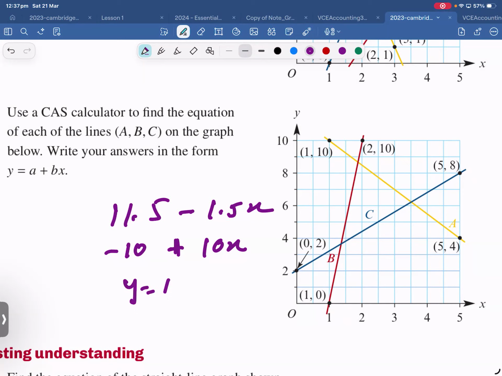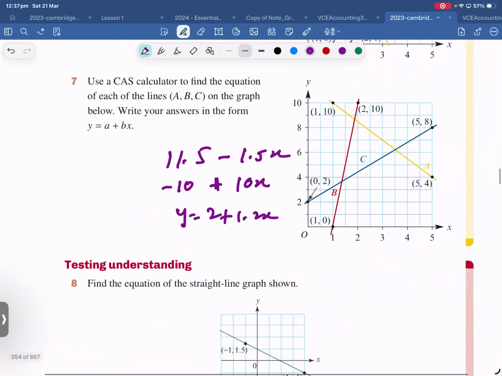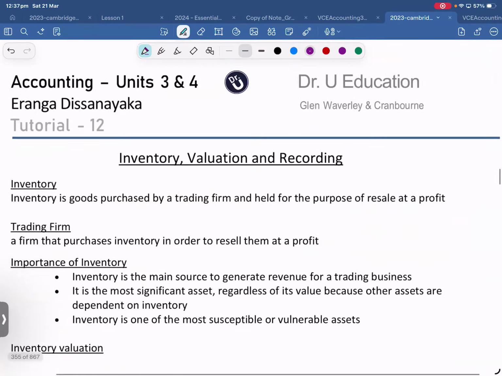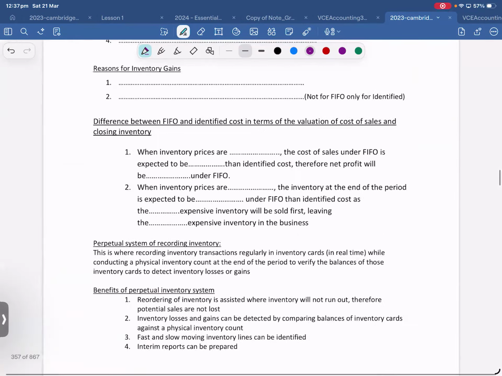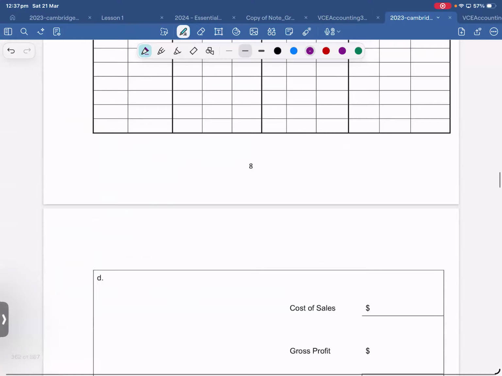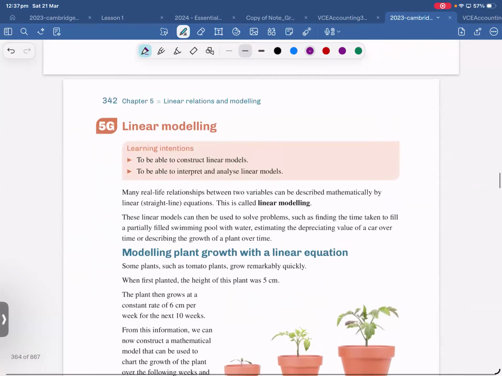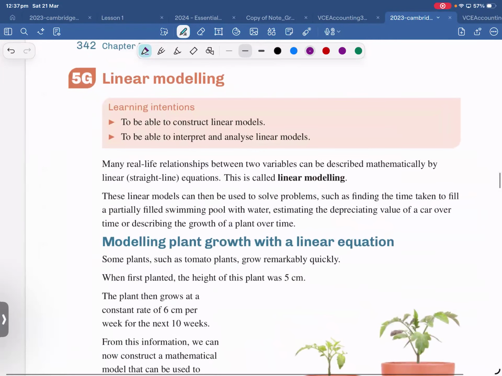Y equals 1, sorry, 2 plus, yeah, correct, very good. So that means you should be fine with this. Right, so then the reaction portion is done. Then we have to do linear modeling.